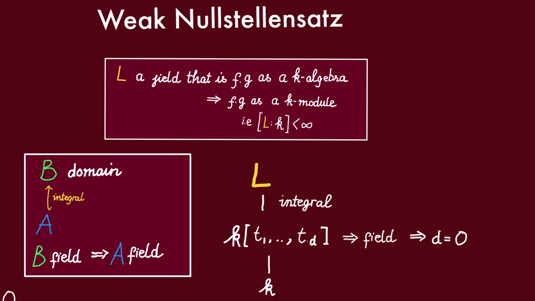Since by Noether normalization we know that every finitely generated k-algebra is going to be integral over some polynomial ring over K, we see then that for a field, being finitely generated as a k-algebra is equivalent to being finitely generated as a k-vector space.